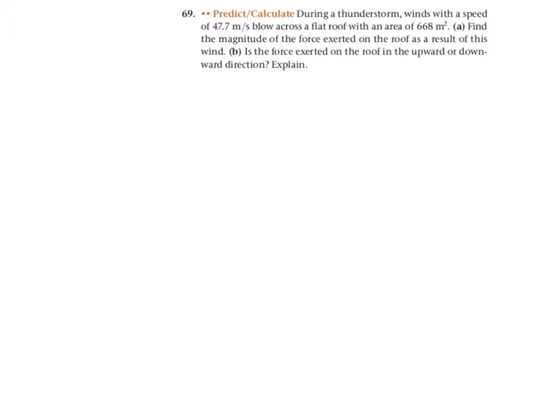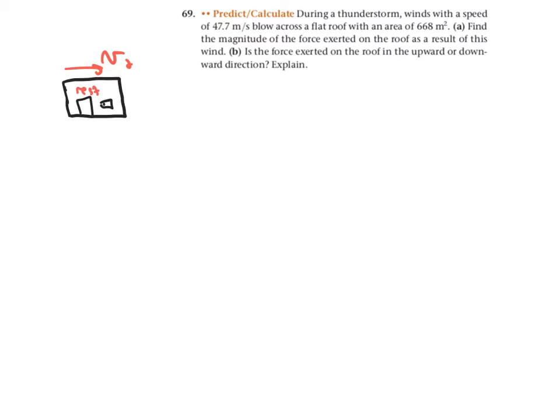Chapter 15, Number 69. During a thunderstorm, winds with a speed of 47.7 meters per second blow across a flat roof with an area of 668 meters squared. A. Find the magnitude of the forces exerted on the roof as a result of this wind. And B. Is the force exerted on the roof in the upward or downward direction? Explain.